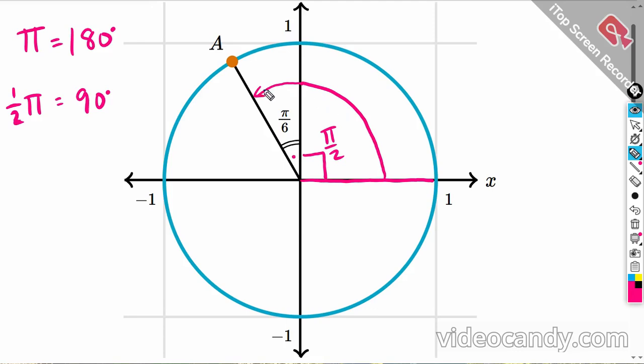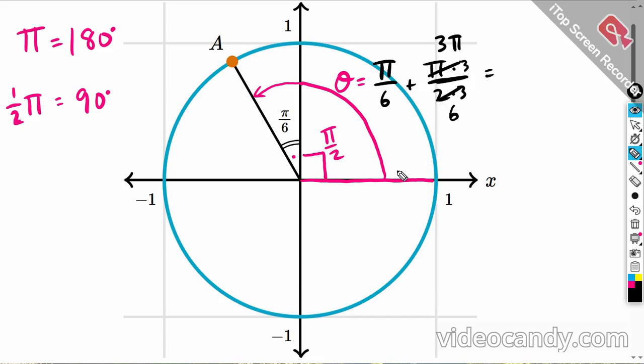All right, so this entire angle theta right here is going to be pi over 6 plus pi over 2. When you add fractions, you need a common denominator. Here we have a 6, here we have a 2. How do you get from 2 to 6? You multiply by 3. So make sure you do times 3 on the top and the bottom. In the numerator, pi times 3 is 3 pi, and in the denominator, 2 times 3 is 6.